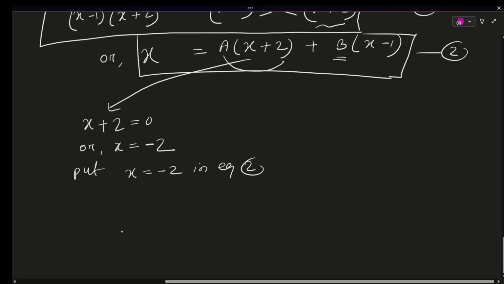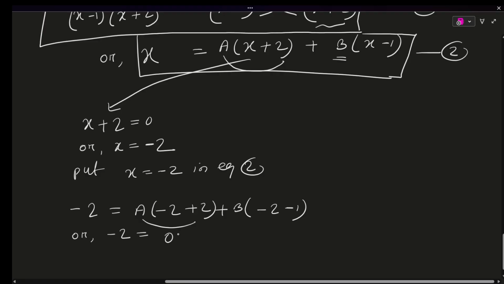So what will you get? In place of x, we will write minus 2 equals A into minus 2 plus 2 plus B into minus 2 minus 1, or minus 2 equals this whole thing will be 0 plus B into minus 3. So we get B equals 2 by 3.